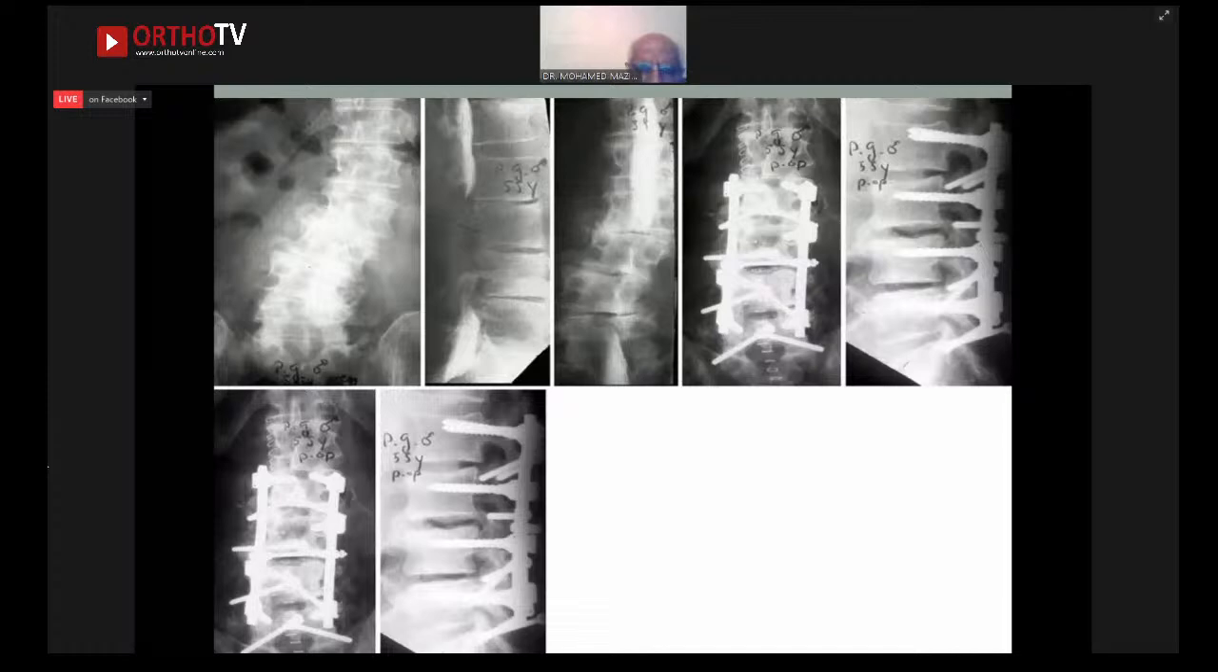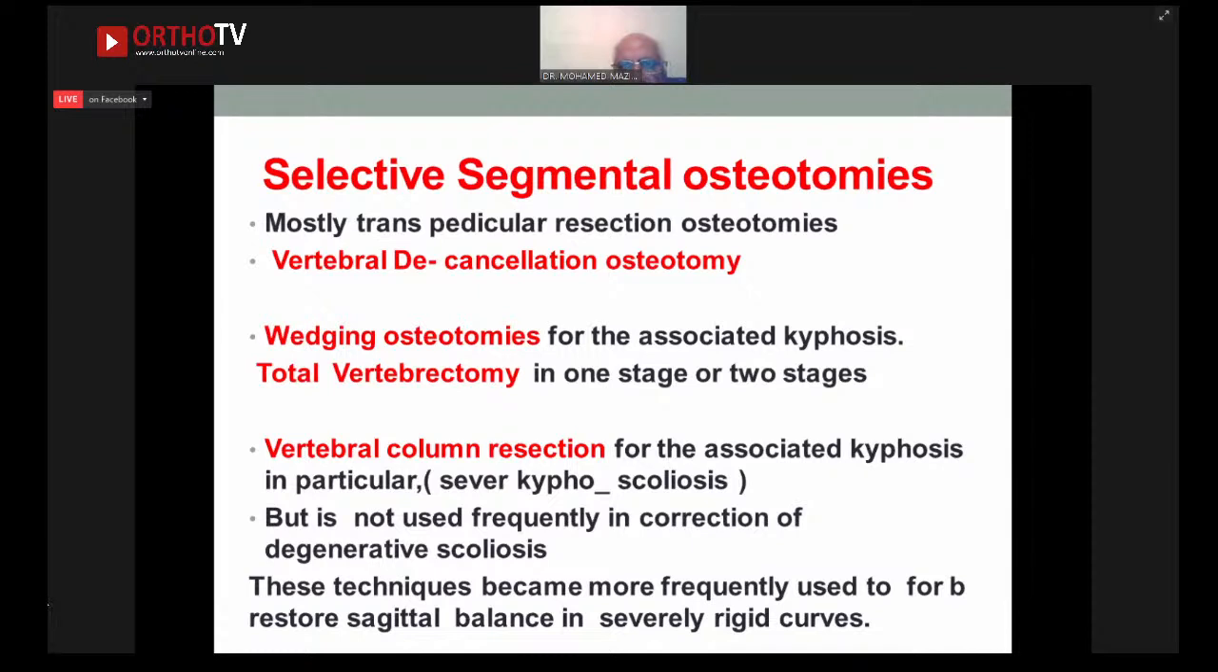Mostly transmedullary resection osteotomy, vertebral decancellation osteotomy, wedging osteotomy for associated total vertebrectomy in one stage or two stages. Vertebral column resection is not necessarily needed in degenerative scoliosis, but a small number of cases need this vertebral column resection if there is severe kyphosis with that scoliosis.